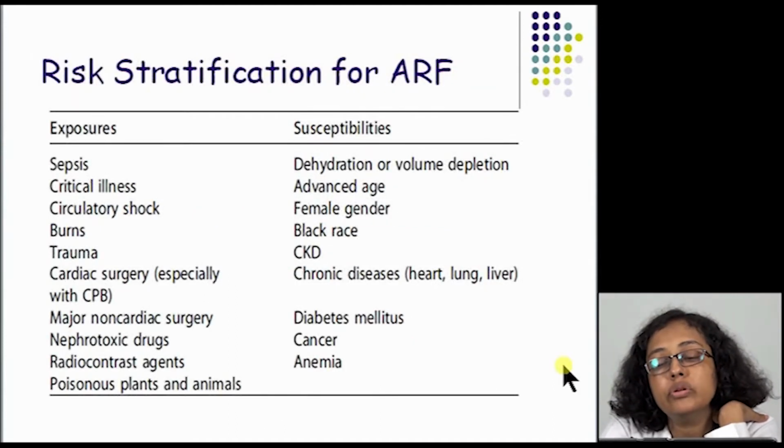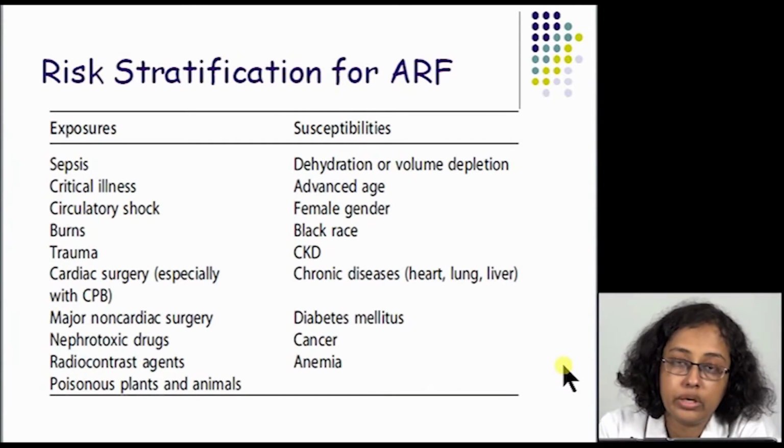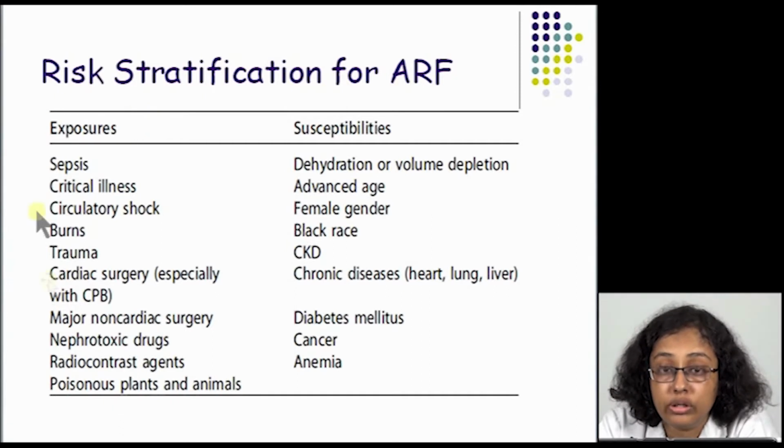So when we look at risk stratification for acute renal failure, we need to understand that there are certain exposures which can cause acute renal failure, like sepsis, critical illness, circulatory shock due to actual or effective loss of blood volume, like burns, trauma, cardiac surgery, any other major surgery, use of nephrotoxic drugs, use of contrast agents in radiology, or any animal or plant toxins. So all these exposures can cause acute renal failure.